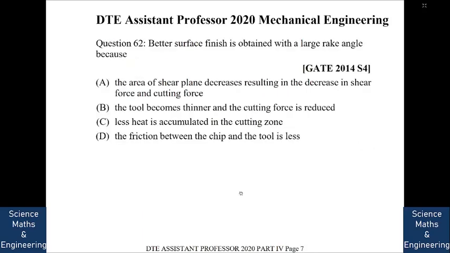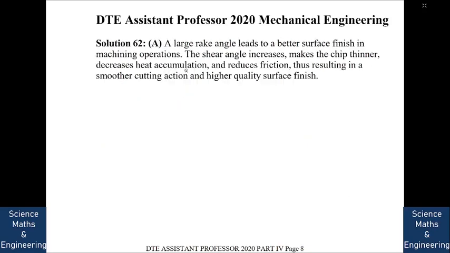So next question. Better surface finish is obtained when a large rake angle is used, because the answer is C. A large rake angle leads to a better surface finish in machining operations. Now the shear angle increases in case of a large rake angle and it makes the chip thinner. As the chip is thinner, heat accumulation decreases and it reduces the friction, and thus it results in smoother cutting action and higher quality of the surface finish.